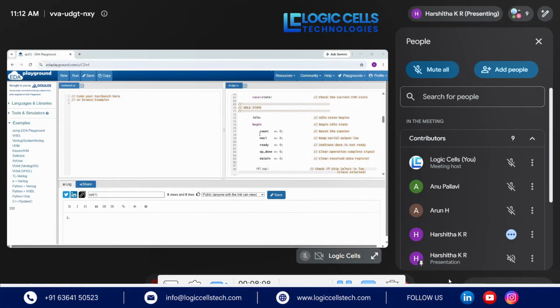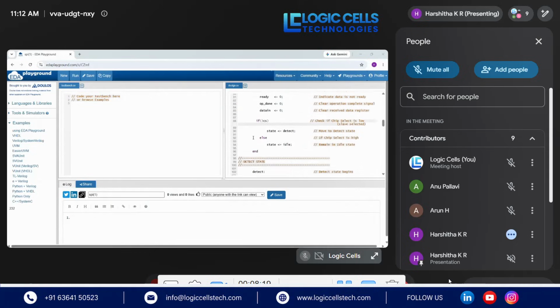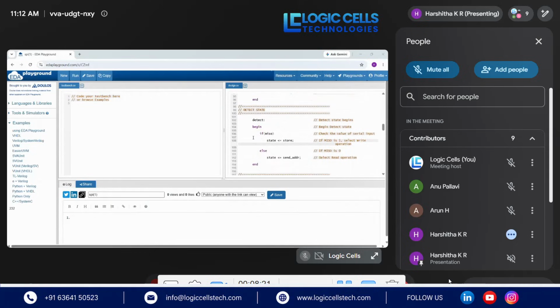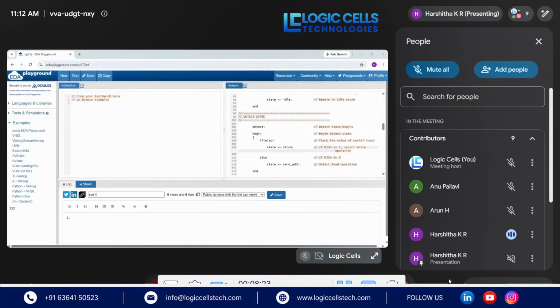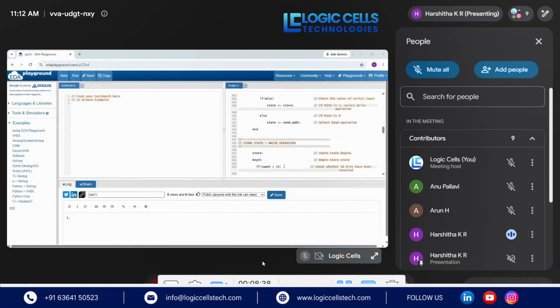In the idle state, the model waits for the chip select line. When the chip select line is low, it means the SPI master has selected the memory, so the FSM moves to the detect state. In the detect state, the model checks the first received bit, meaning MISO. If the bit is 1, it selects the write operation, meaning the store state. If the bit is 0, it selects the read operation, meaning the send address state.